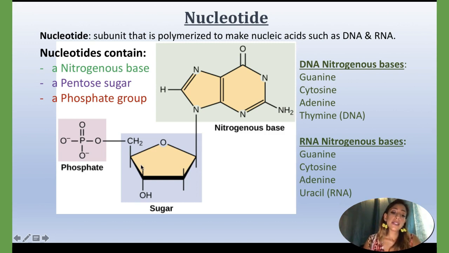Now the pentose sugar is also going to be different depending on if it's DNA or RNA. That's why it's called DNA or RNA. Deoxyribose, that's the sugar that's there for DNA. That's why it's called deoxyribonucleic acid. Ribose is the sugar that's there for ribonucleic acid. So that's why they got their names the way they do. Deoxyribose is the sugar for DNA. Ribose is the sugar for RNA. And they both have the same phosphate.